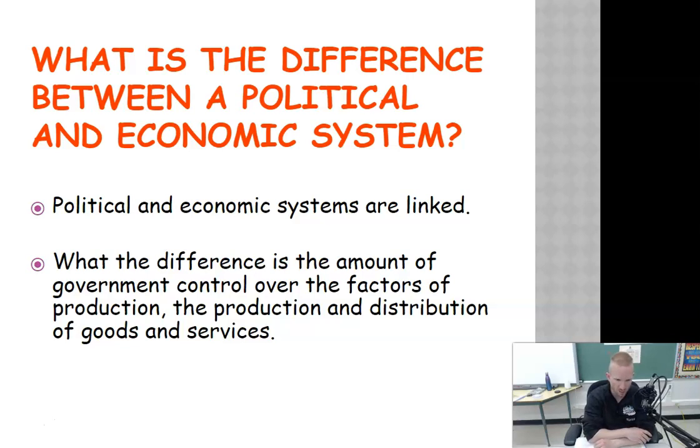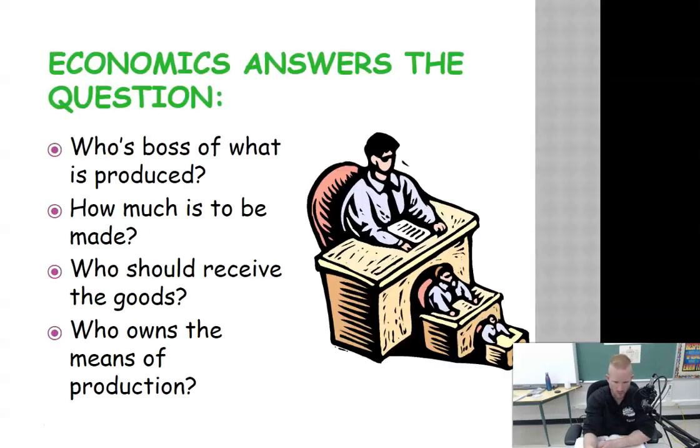So what is the difference between a political and economic system? Political and economic systems are linked, and what the difference is the amount of government control over the factors of production, the production and distribution of goods and services. Basically, again, you're looking at these three economies: mixed, market, planned, and how much is the government involved? So you're kind of answering these questions to determine what type of economy it is.